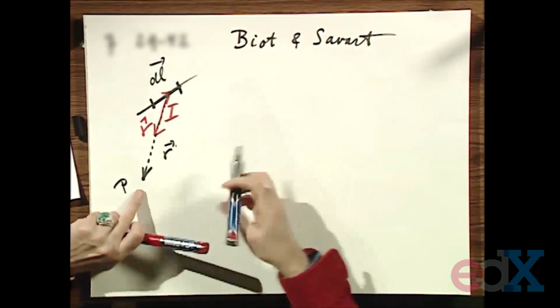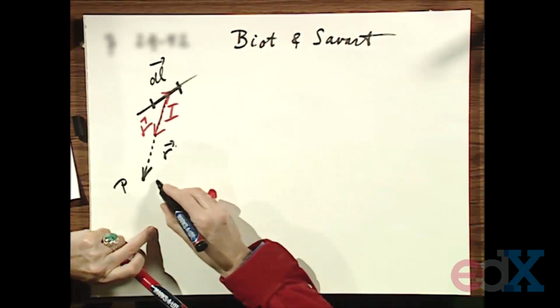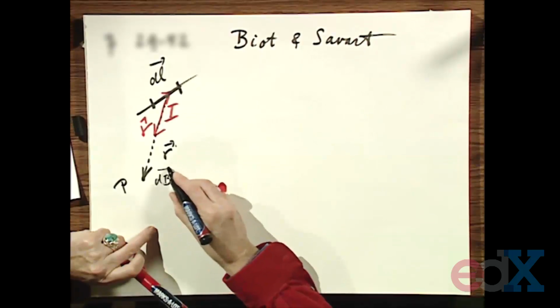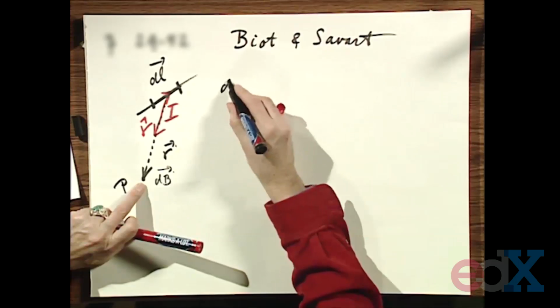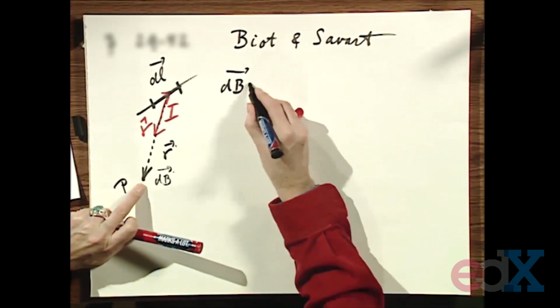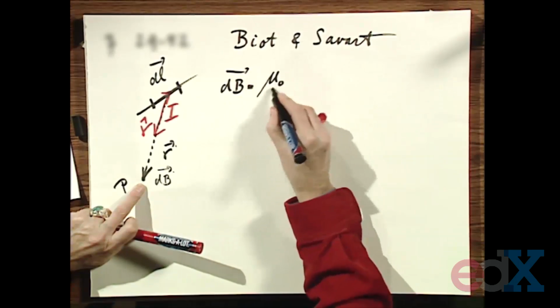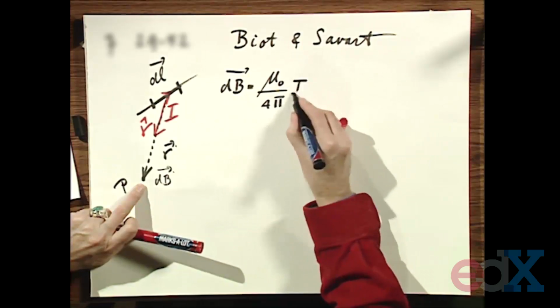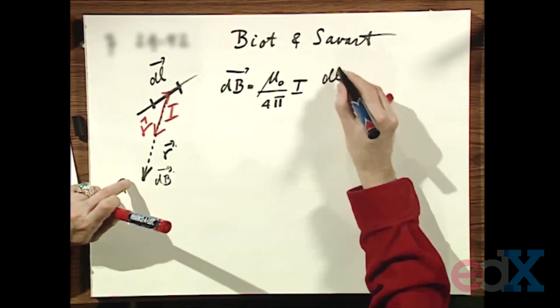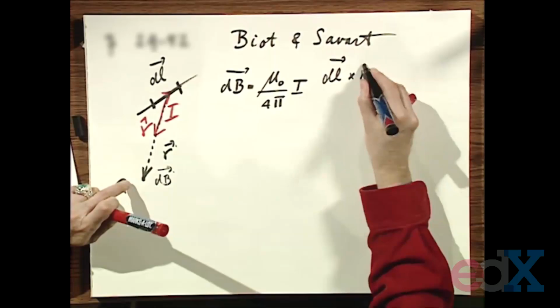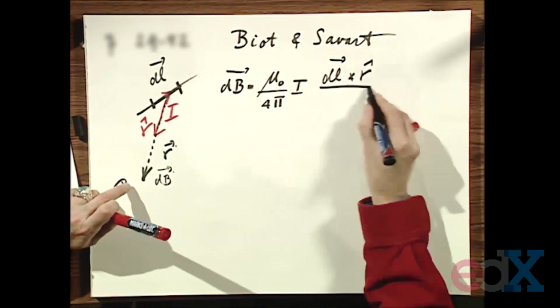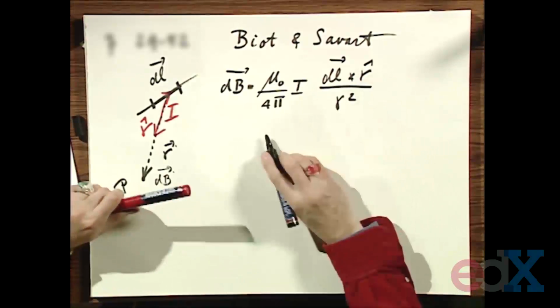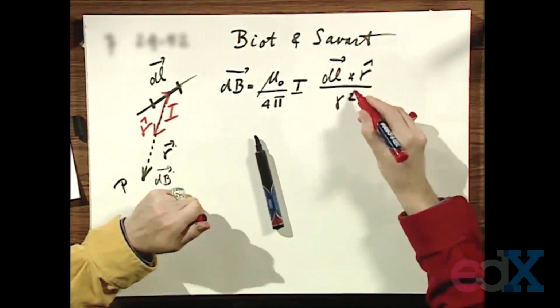They argued that dB right here equals mu0 divided by 4 pi times I times dl cross r roof divided by r squared. And what is interesting, that they have an r square here.